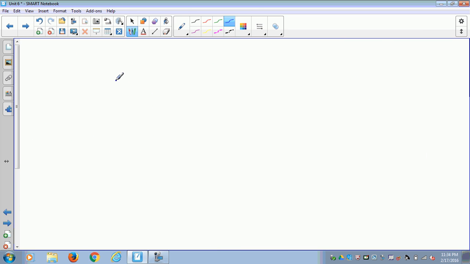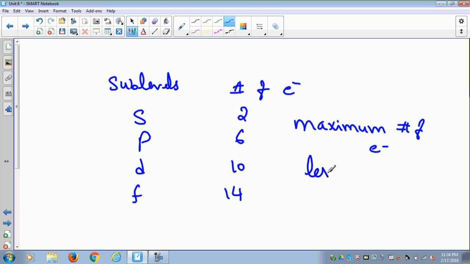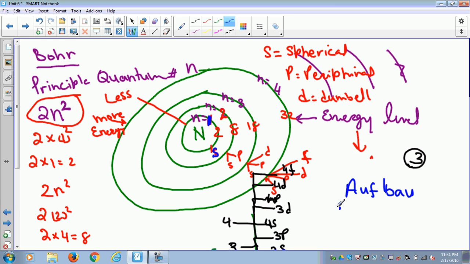So I have 4 sublevels, s, p, d, and f, and this is the number of electrons. s can take 2 electrons, p can take 6, d can take 10, and f can take 14 electrons. This is the maximum number of electrons these sublevels can take. They can take less than that, but no more than that. So going back, I know that s can take 2, p can take 6, d can take 10, and f can take 14 electrons.